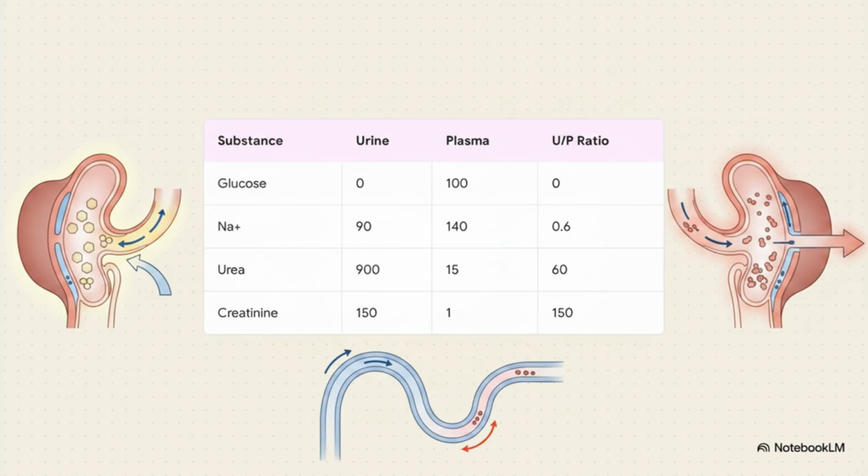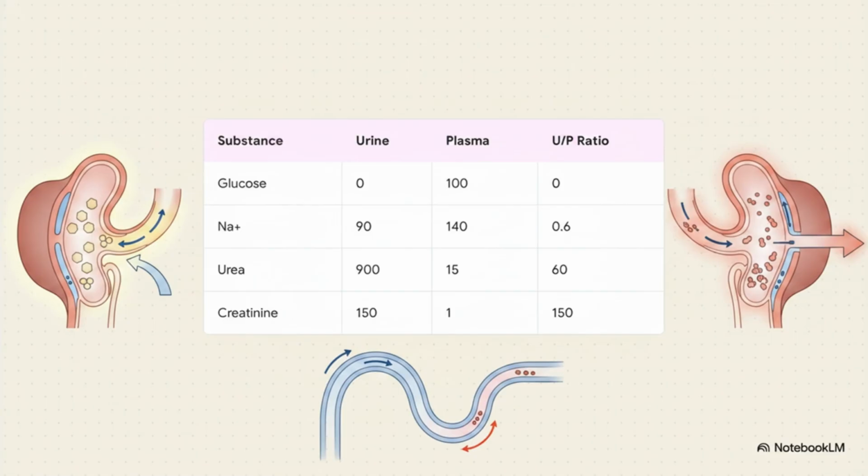If we compare the concentration of substances in the plasma against the urine, let's focus on that U/P ratio, the urine to plasma ratio. Take glucose, for example. The plasma concentration is 100, but in normal urine, it's 0. That's a U/P ratio of exactly 0. Why? Complete 100% reabsorption. The kidney saves all of the fuel, no waste.